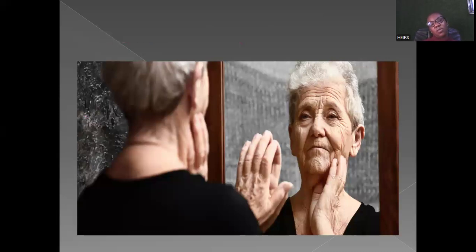Now, this is a picture of an elderly woman looking at her reflection in the mirror. And if you look at her face in detail, you'll probably see a mix of emotions from sadness to a longing for the youth that is long gone.